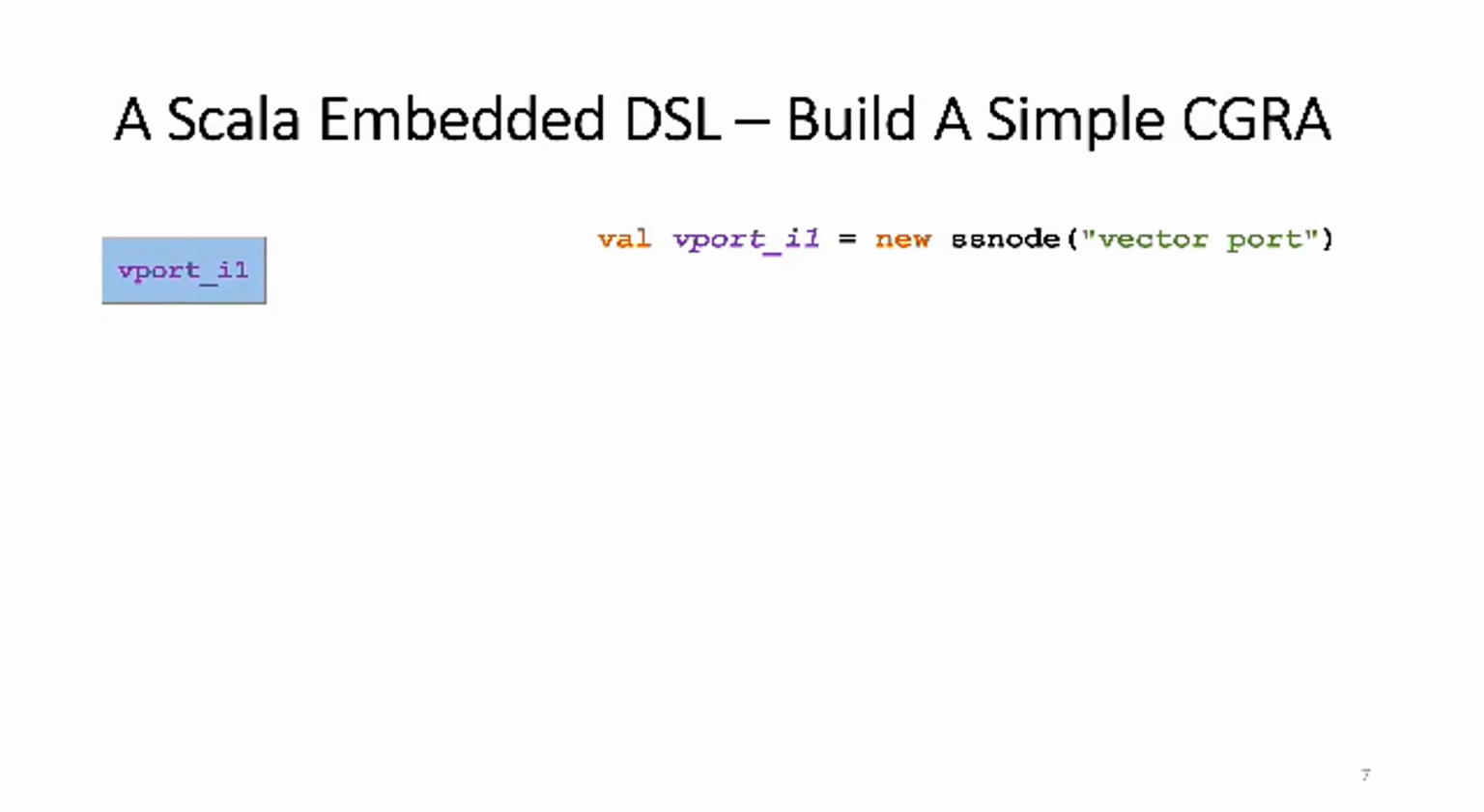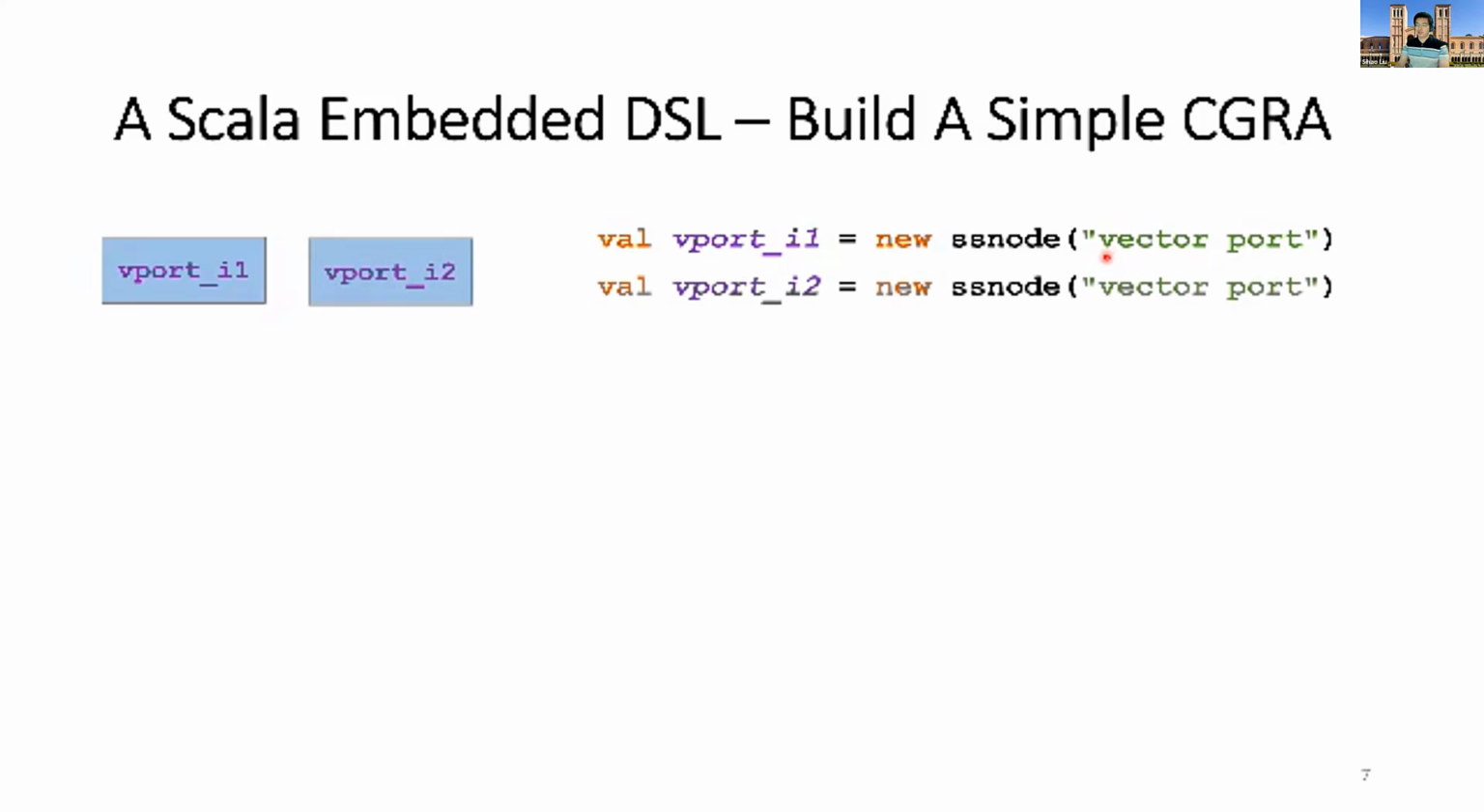Oh, okay, cool. So here's the way that we define the vector port. You just write val vector port 1 and new SS node vector port. You can see that there's a string inside the SS node. You can treat this string as a keyword of our domain-specific language. You cannot write anything like a car or a cat. It needs to be a specific word because it's connected to the backend of this language.